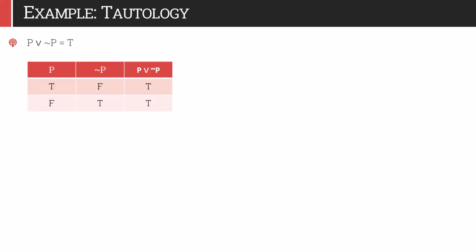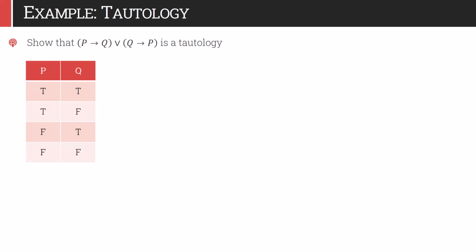Let us try to prove that P union negation P, or P disjunction negation P, is a tautology. In the first column we have P, in the second column we have its negation, and in the third column we have the union or disjunction of both propositions, and that leads to T, T. So you see that whatever the value of P or negation P, their compound proposition is always true, and hence this statement is called a tautology.